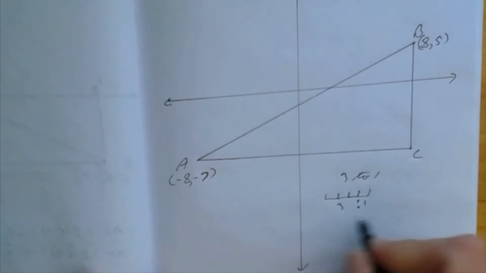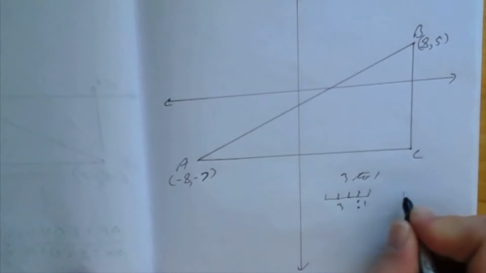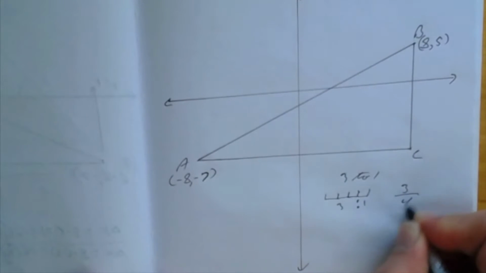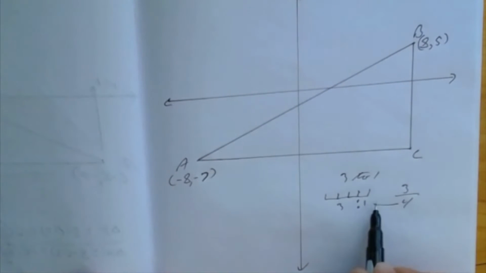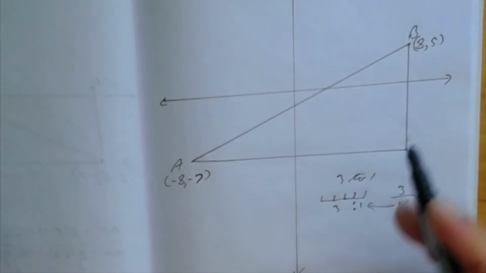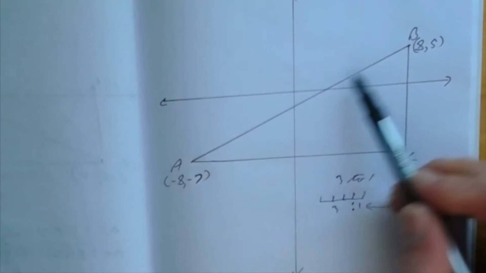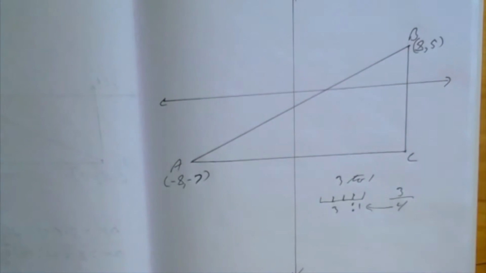Now I could also think of this as I want 3 parts of the total that's there, which is 4 parts. And there's no coincidence that that 4 is equal to 3 plus 1. So I want to scale this triangle down to this length only being 3 of its 4 parts long.